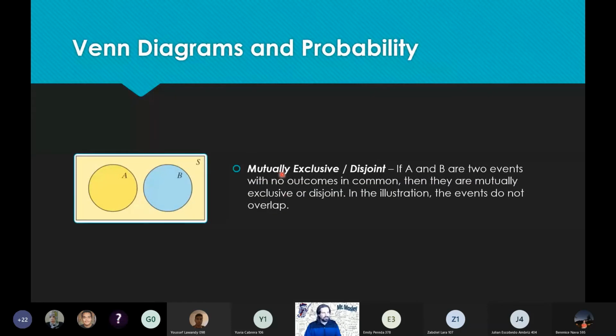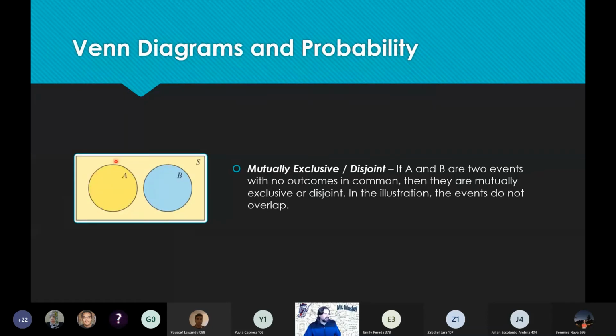Then we have mutually exclusive or disjoint. Again, this was introduced on Tuesday's class. If A and B are two events with no outcomes in common, then they are mutually exclusive or disjoint. In the illustration, the events do not overlap. So again, the rectangle here, the large rectangle, is the sample space, represented with S.